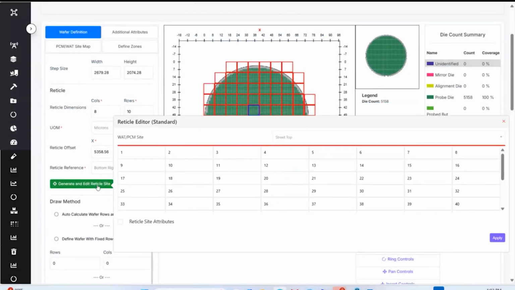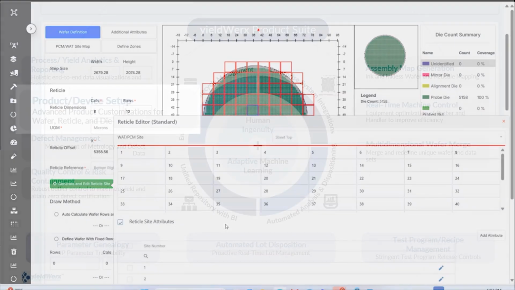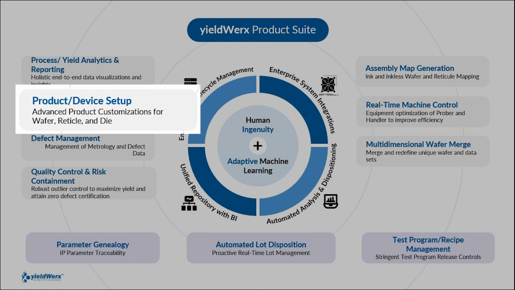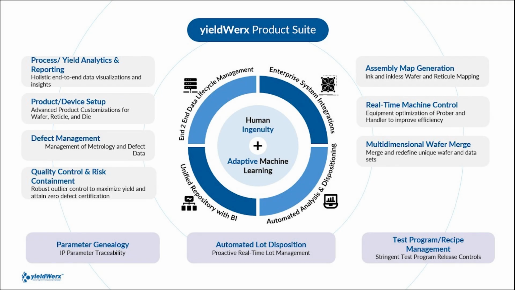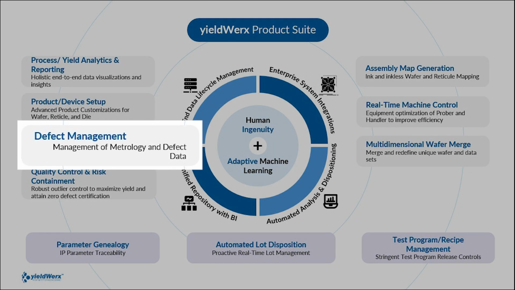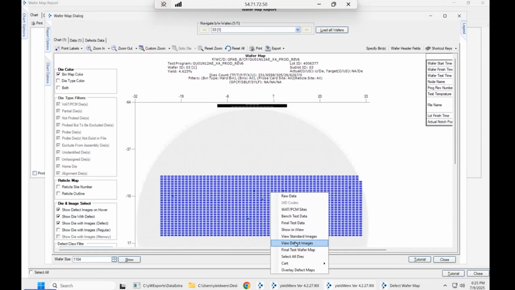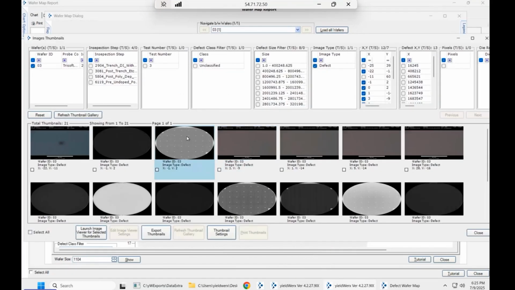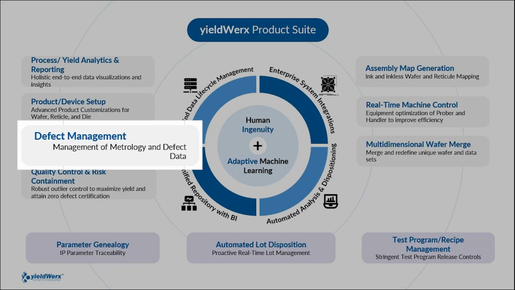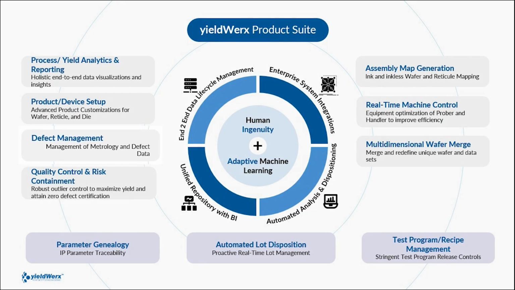Advanced product customizations for wafer, reticle, and die, including characteristics and rules for raw data enrichment, real-time equipment control, and support for complex business rules. Defect management: management of the metrology, critical dimension, images, and defect data via a visual interface that enables image-guided correlation analysis for rapid and precise root cause identification.